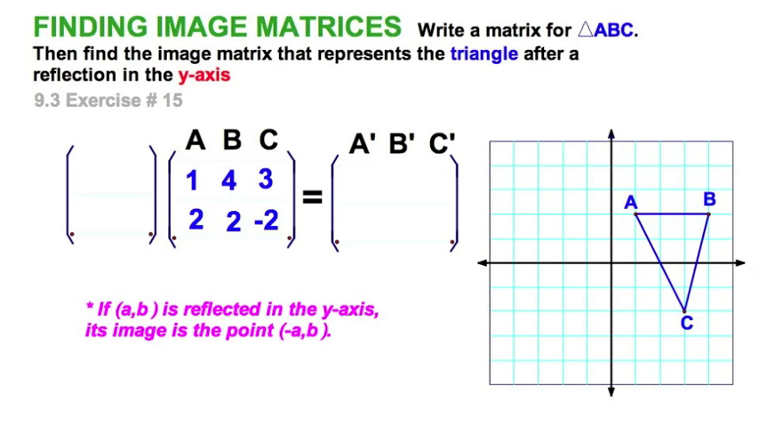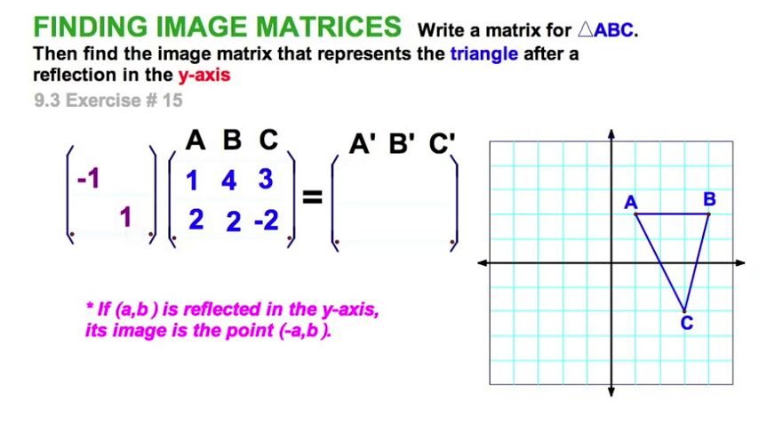Now, your book didn't give you a graph, and you didn't have to graph it. But this is just to help us visualize. We know the coordinate rules, but we're not going to use them. We're going to use matrix multiplication. Our translation matrix is going to look like this.